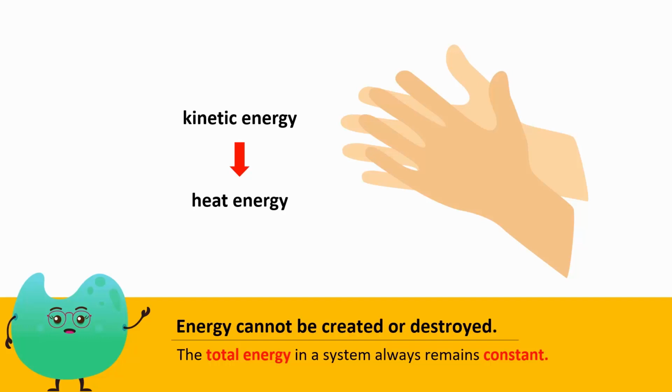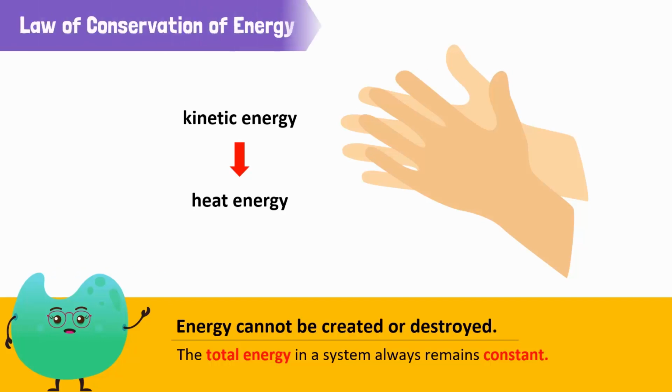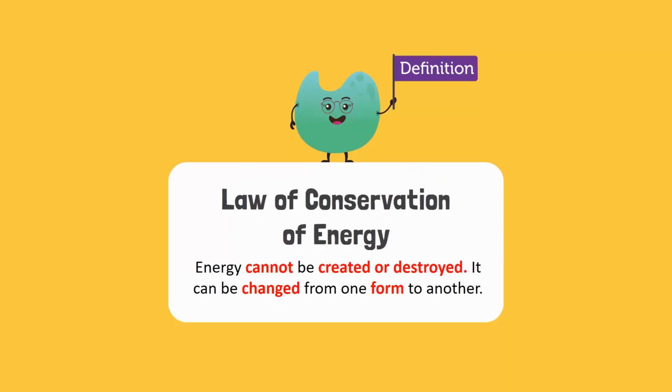This important property of energy is called the law of conservation of energy. The law of conservation of energy states that energy cannot be created or destroyed, but it can be changed from one form to another, and the total energy always remains the same.